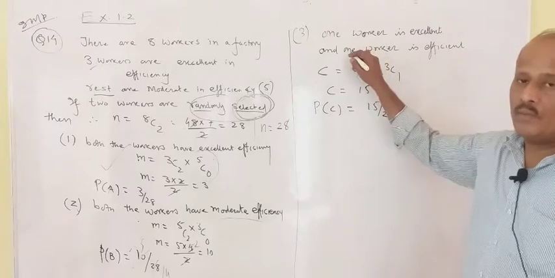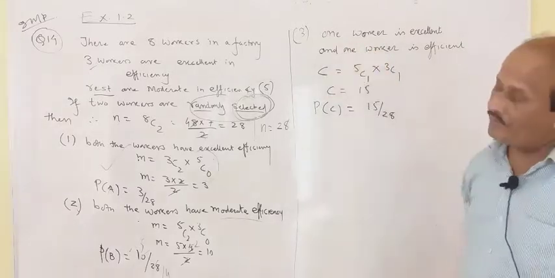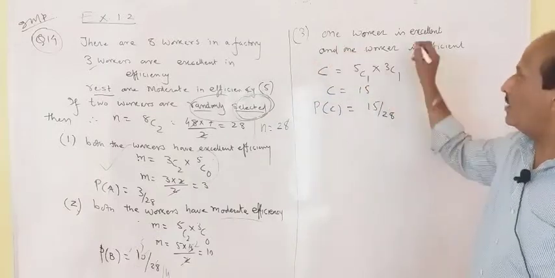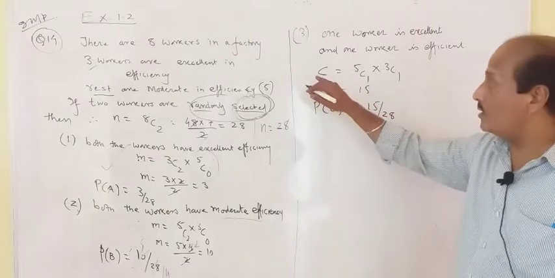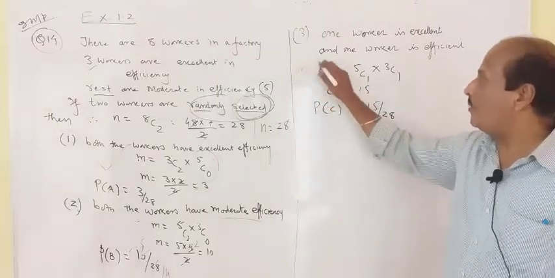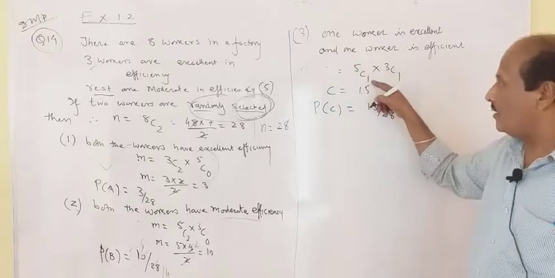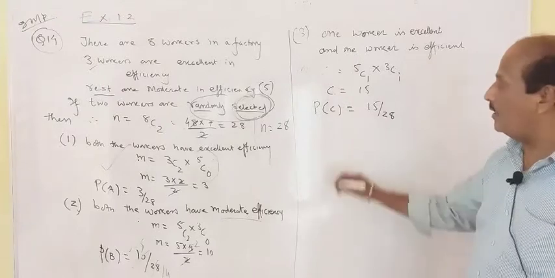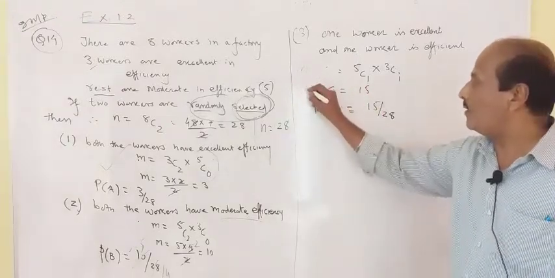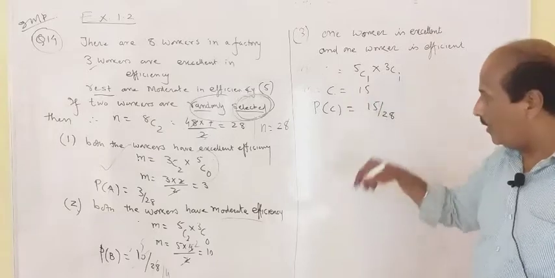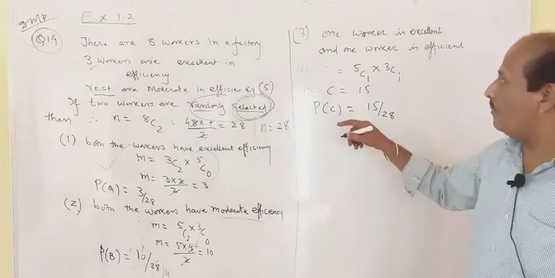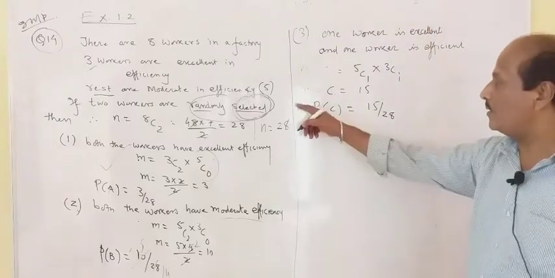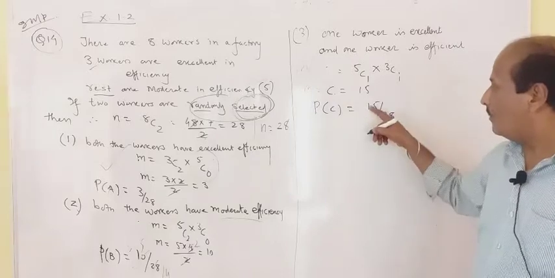The third one is: both types of skilled person, one with moderate efficiency and another with excellent efficiency. I call that event C, and for the C event, M will be equal to 5C1 into 3C1, since both types of members will be there. So the C event has total M equal to 15. That is, one worker will have excellent efficiency and another will have moderate efficiency. So the probability of C will be 15 by 28.